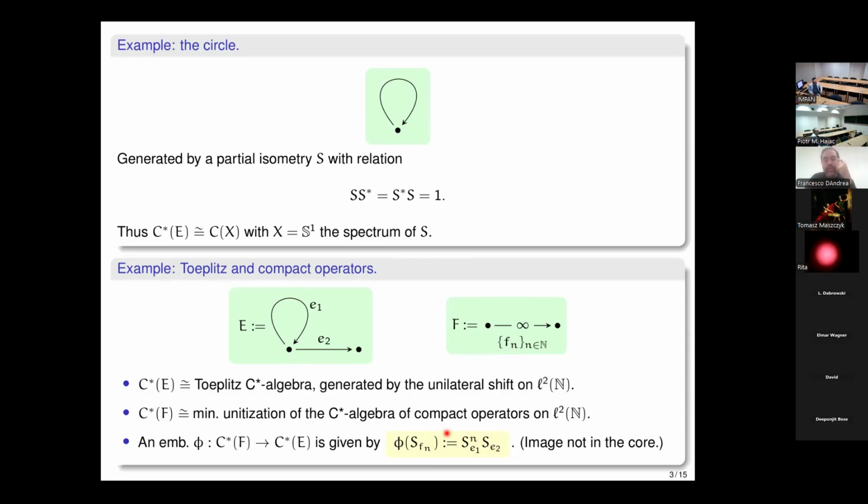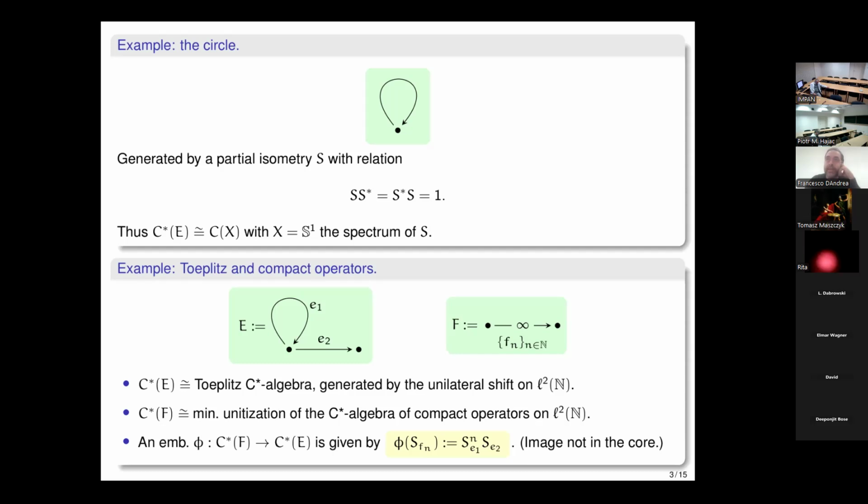You can prove using some general theorem that this is an embedding, and it is not U1 equivariant. So if you want to prove injectivity, you have to use the version of the gauge invariant uniqueness theorem where every loop has an exit, okay? And the important thing is that this is an example of embedding of an amplified graph C star algebra into the C star algebra of a finite graph.